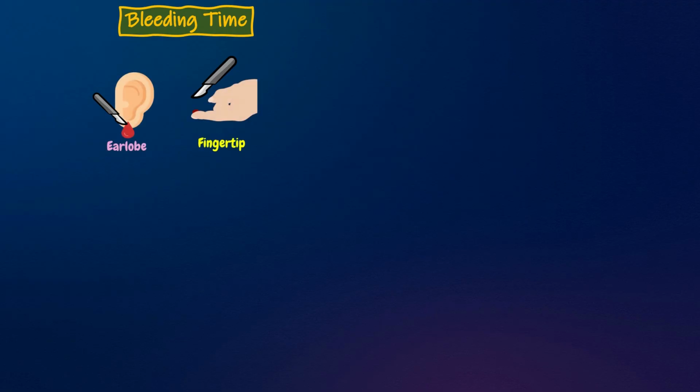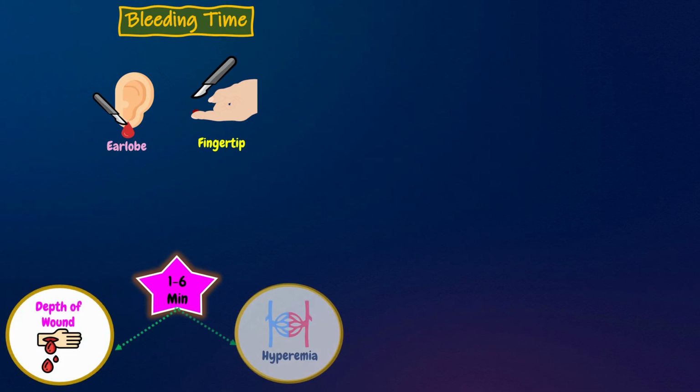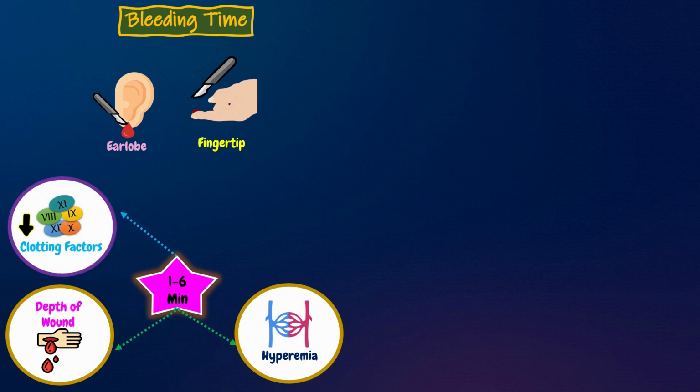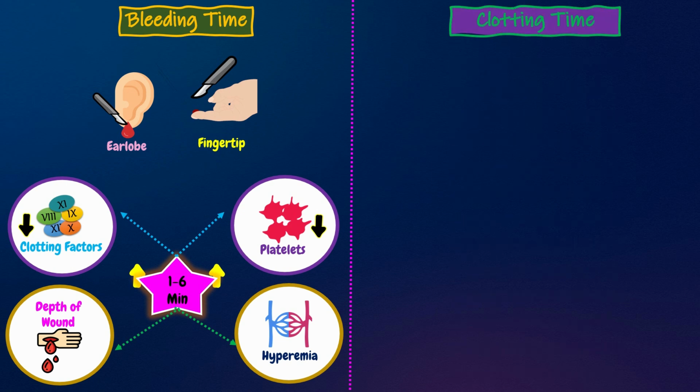Bleeding ordinarily lasts for 1 to 6 minutes. This time depends largely on the depth of the wound and degree of hyperemia in the finger or earlobe at the time of the test. Lack of any one of several of the clotting factors can prolong the bleeding time, but it is especially prolonged by lack of platelets. Now, let's discuss the other blood coagulation test, and that is clotting time.